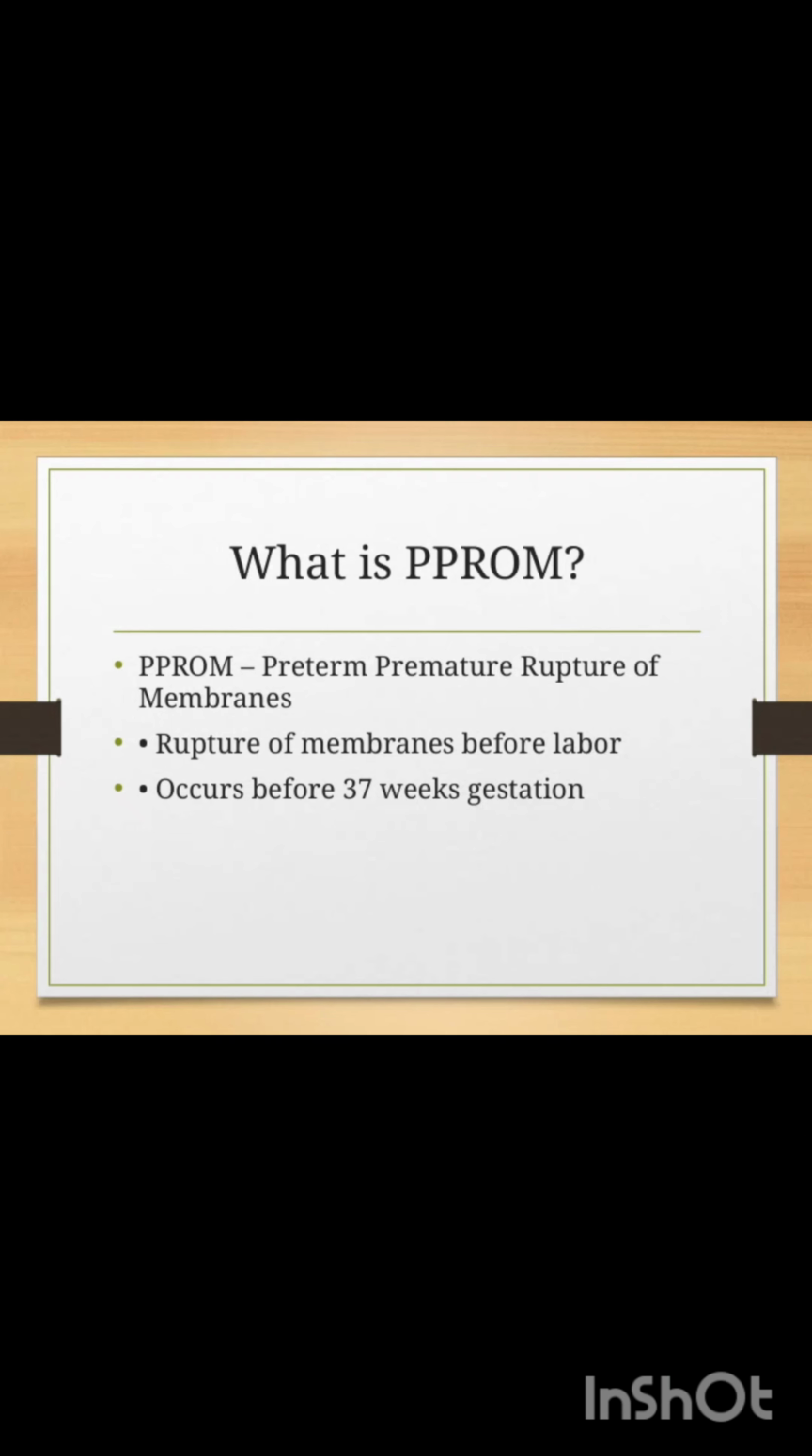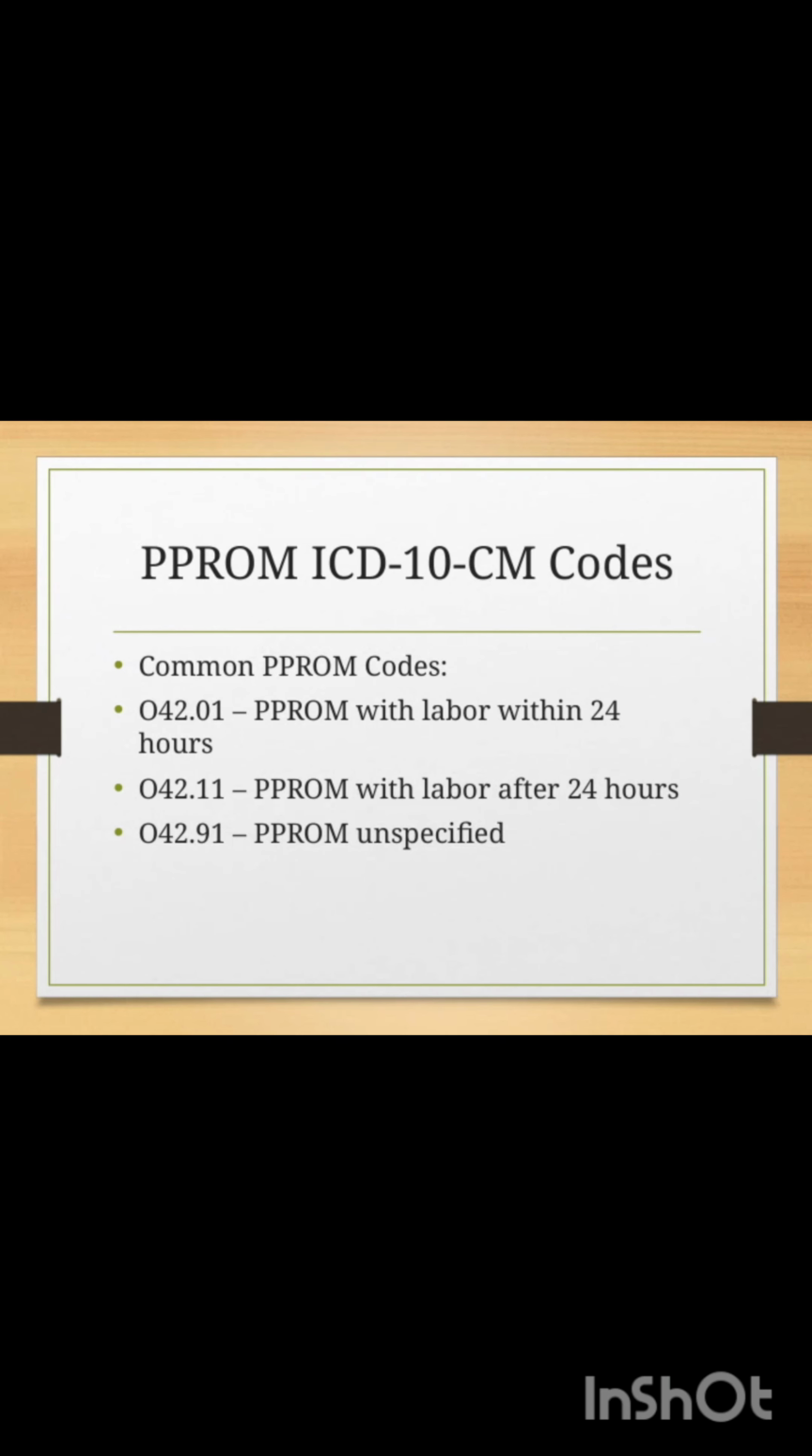Let's talk about PPROM, which stands for preterm premature rupture of membranes. Essentially, this is when the amniotic sac breaks before labor actually begins, and importantly, before 37 weeks of pregnancy. This is a critical point because it can lead to various complications for both the mother and the baby. Understanding PPROM helps us identify the risks early and manage them appropriately to improve outcomes. Throughout this presentation, we'll see how recognizing this condition fits into the broader context of preterm labor and maternal fetal health.